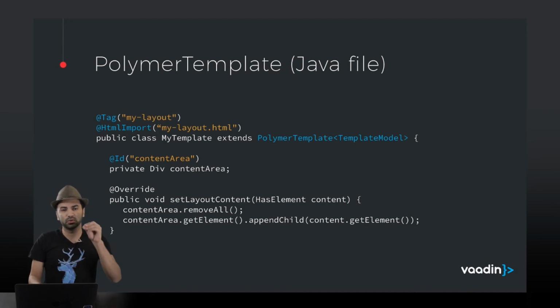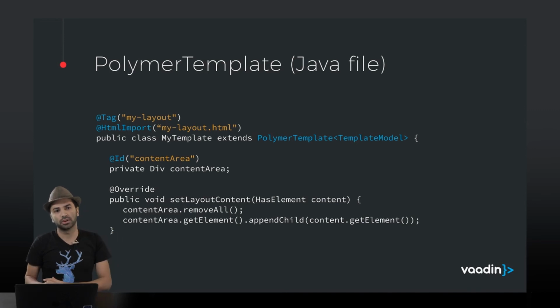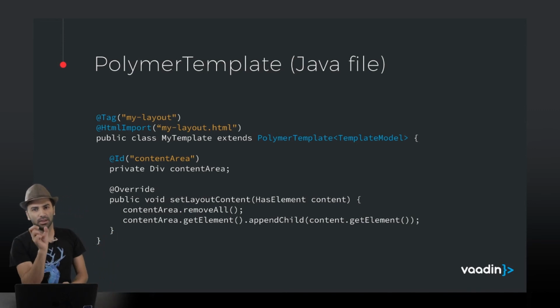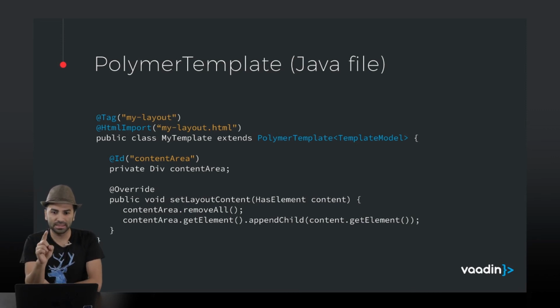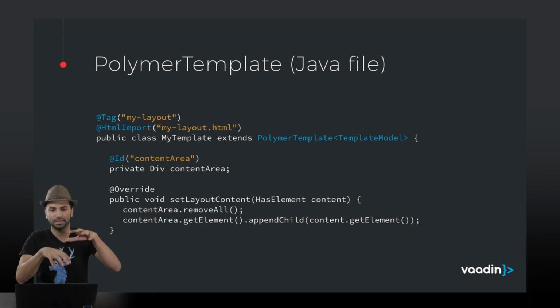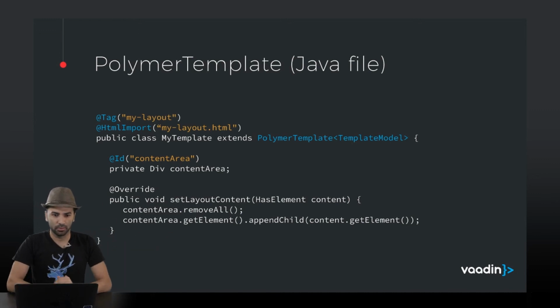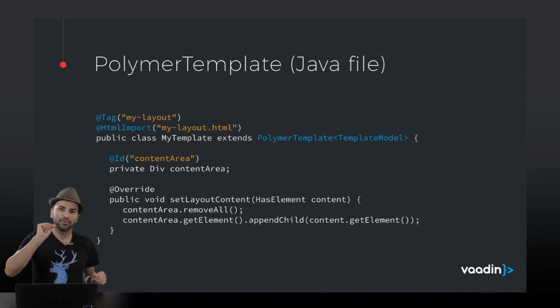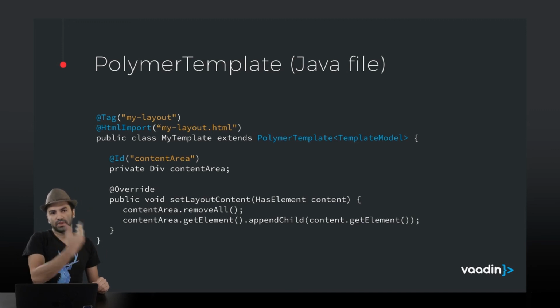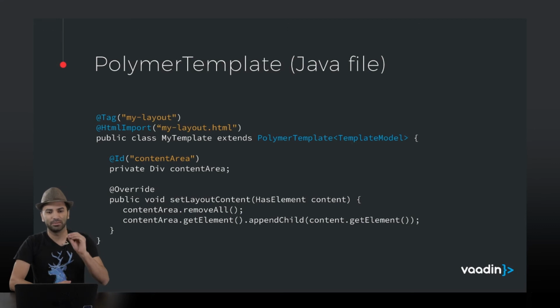But that's not enough, because we also need to add @HtmlImport for the actual HTML template itself. This is how we define that this MyTemplate class is going to map to the HTML import. Now, if you want to define a specific component that is going to communicate with a specific element on the client side, it's very simple and straightforward, as simple as just adding an @Id annotation.